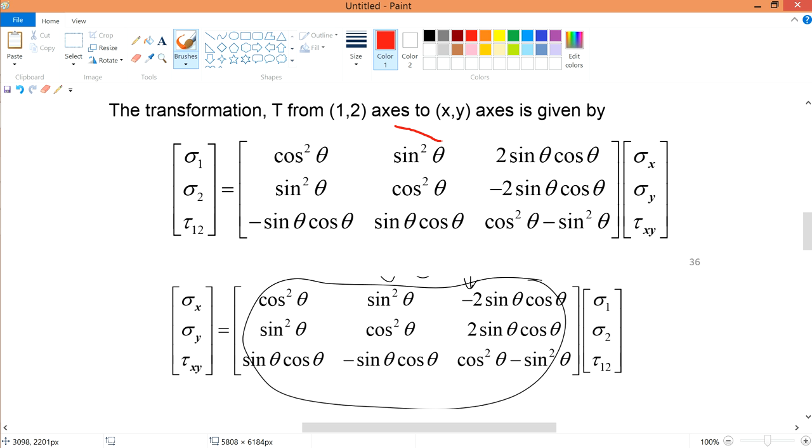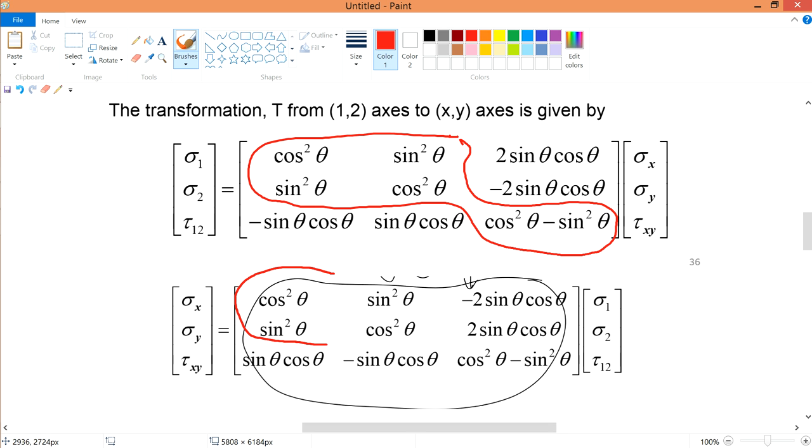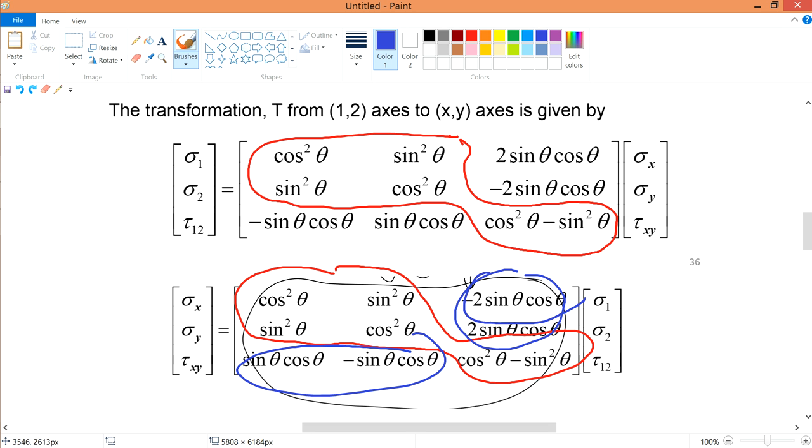As you can see, this whole thing is your T, your transformation matrix. This is the inverse of your transformation. As you can see, it's really different. This is sigma x, sigma y, this is sigma 1, sigma 2. Over here is exactly the same, nothing changed. Everything is the same. The only changes are these two. If this is plus, you change to minus. If it's minus, you change to plus. Same thing, and that's all it is.